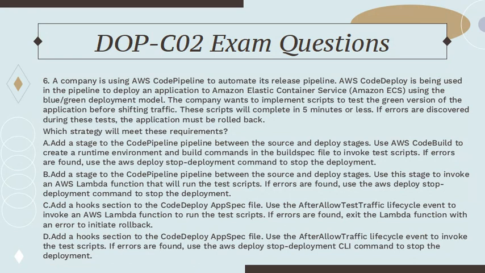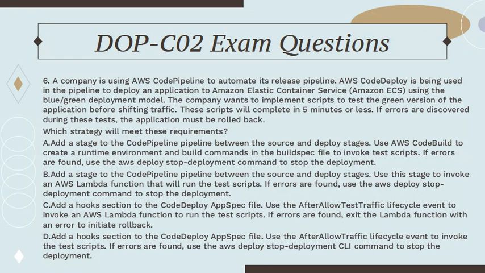B. Add a stage to the CodePipeline between the source and deploy stages. Use this stage to invoke an AWS Lambda function that will run the test scripts. If errors are found, use the aws deploy stop-deployment command to stop the deployment.